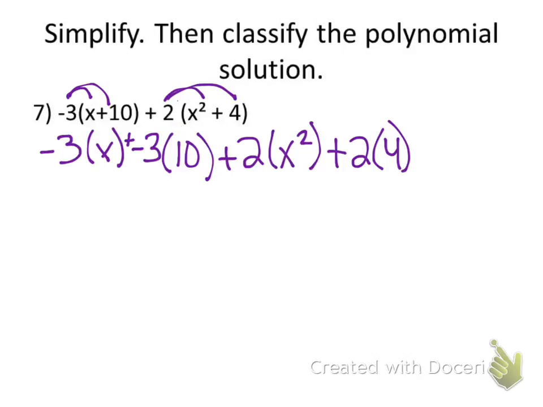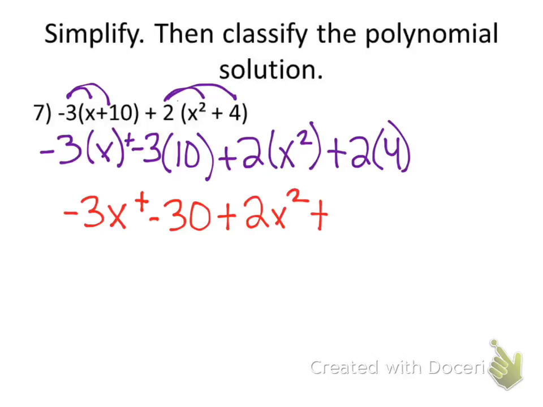So next, I'm just going to simplify. Negative 3 times x is negative 3x. Plus negative 3 times 10 is negative 30. Plus 2 times x squared is 2x squared. Plus 2 times 4 gives me an 8.